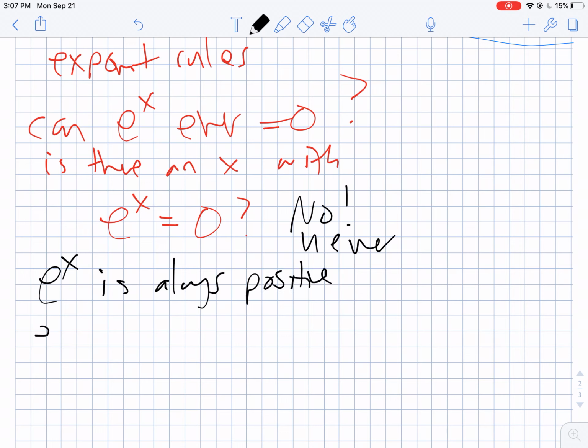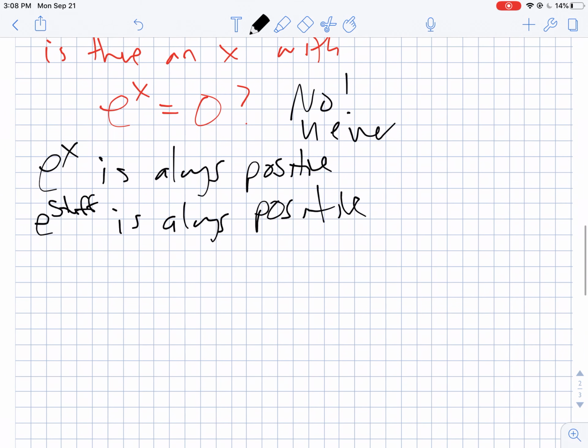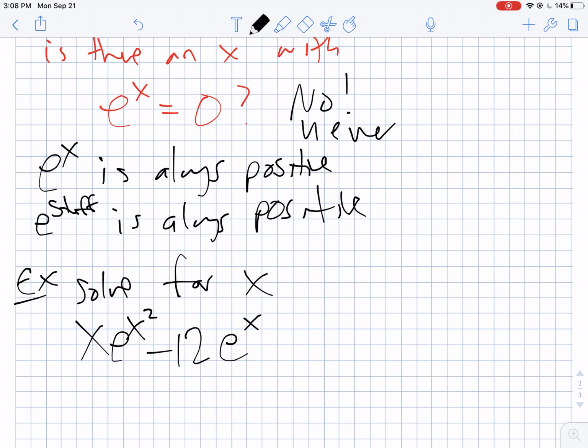And to generalize that, e to the stuff, whatever's in that exponent, is always positive. And there's nothing special about e, right? This is true for 2 to the x, or 10 to the x, or 20 to the x, any positive number there. Okay, so for example, say I ask you to solve the equation for x, and this is something that's going to come up sometimes: x e to the x squared minus 12e to the x squared equals 0.